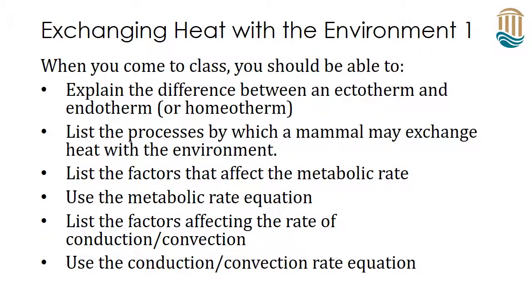Because there's a lot of material in this section, I'm going to break it up into two parts. For this part, when you come to class, you should be able to explain the difference between an ectotherm and endotherm, or homeotherm, list the processes by which a mammal may exchange heat with the environment, list the factors that affect the metabolic rate of a mammal, use a metabolic rate equation, list the factors affecting the rate of conduction and convection, and finally use the conduction-convection rate equation.